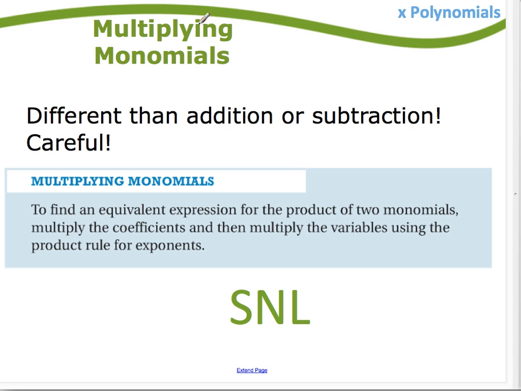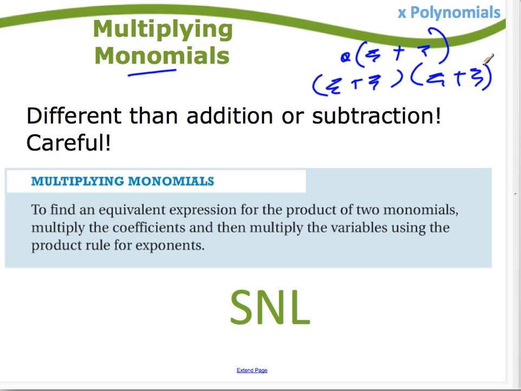So we're going to separate this up into looking at multiplying monomials. Then we'll look at multiplying a monomial by a binomial. And then we'll look at multiplying a binomial times another binomial. Okay, so we'll look at three different types of multiplying.